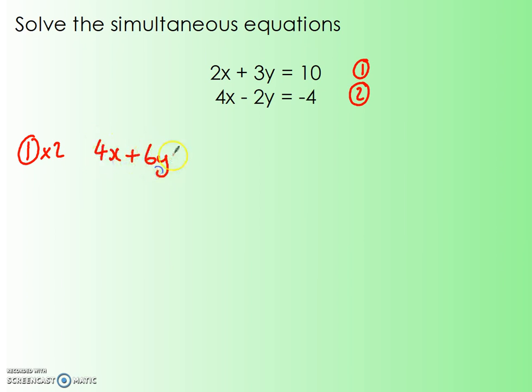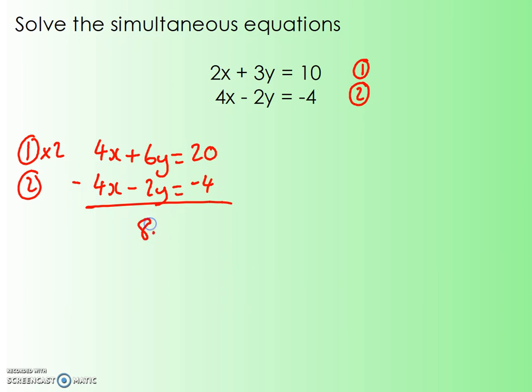Making sure I times through everything by 2. And then the second equation I'm just going to leave the same, because I've then got my x terms being equal. What I'm then going to do is a sort of takeaway. You've done 4x take 4x, so it's gone. Now, be careful here, because it's 6y take away minus 2y, which ends up being an add 2y.